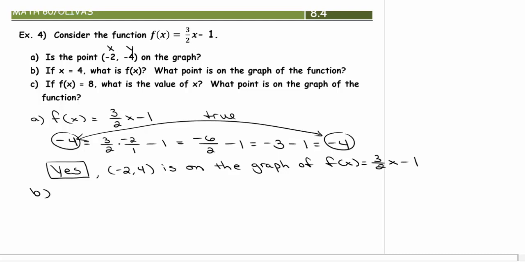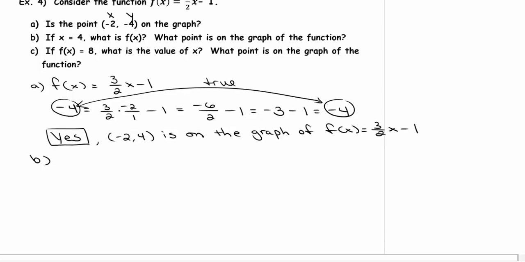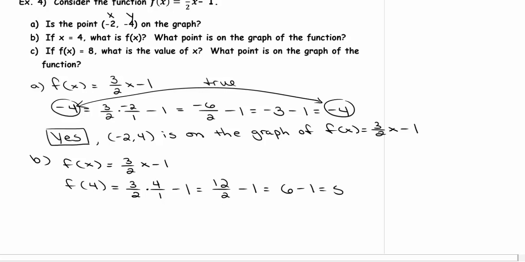If x is equal to 4, what is f of x? I don't know. Let's find out. I'm going to copy down my function one more time, and then I'm going to substitute the x with a 4. So f of 4 is going to be equal to 3 halves times 4 over 1. 3 times 4 is 12 divided by 2. That's going to give me 6, and 6 minus 1, that's going to give me a 5. So it looks like f of 4 is equal to 5. So let's go ahead and write that down. f of 4 equals 5.